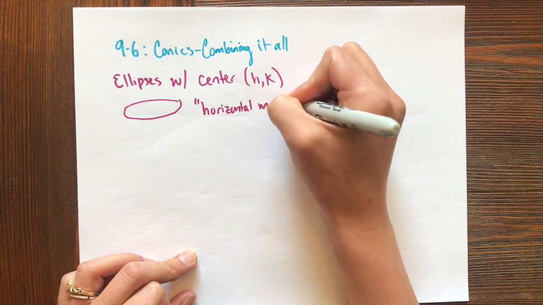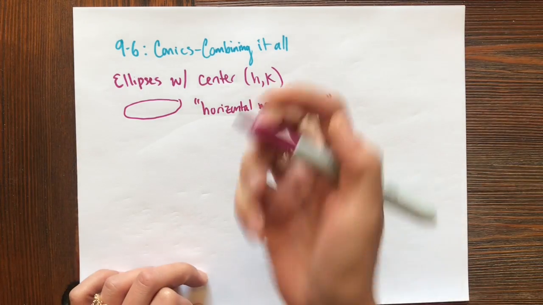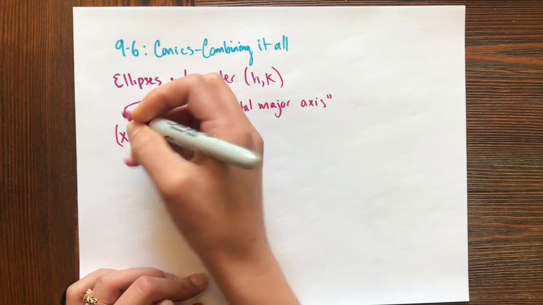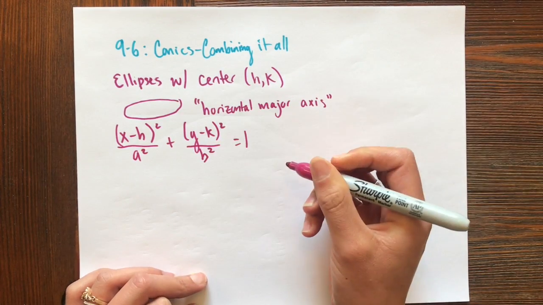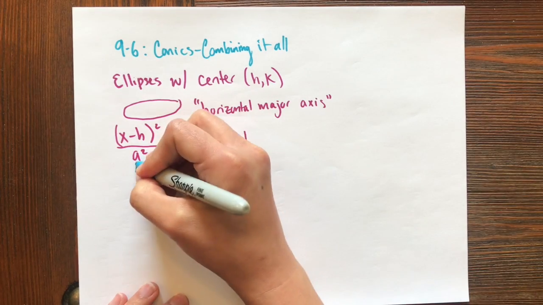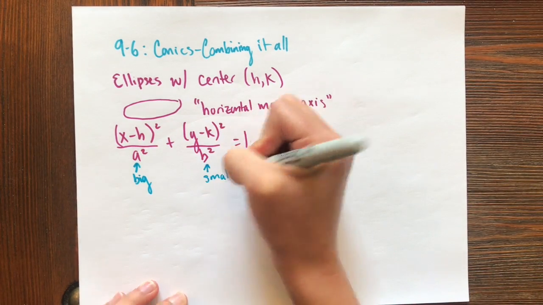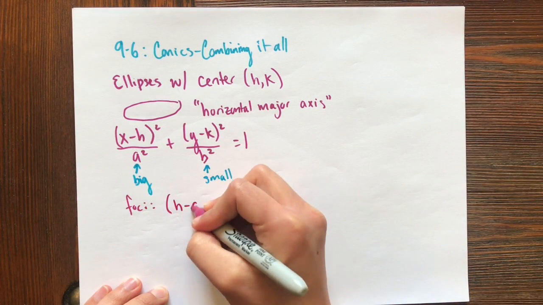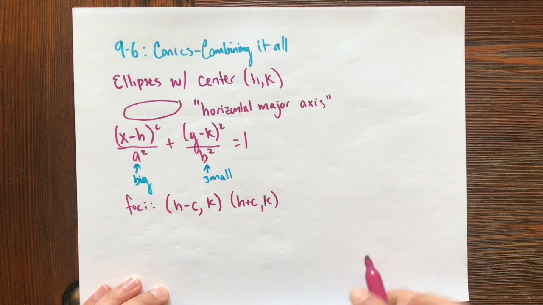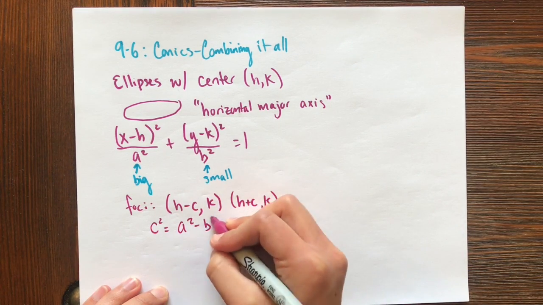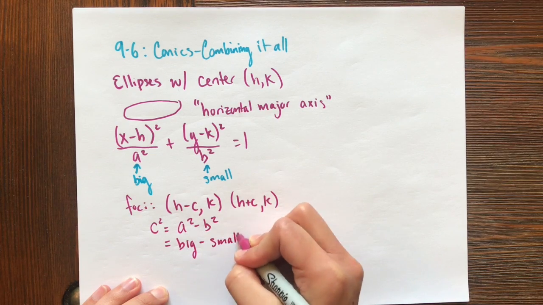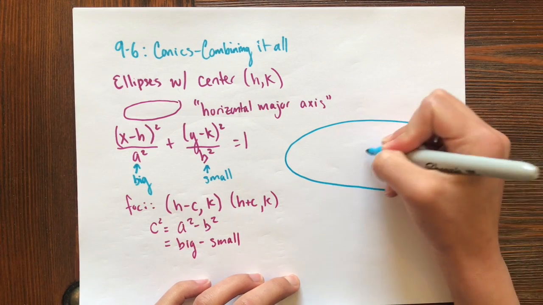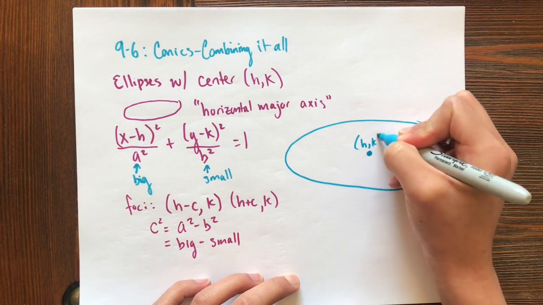So the first kind of ellipse we might see is sort of this oval that is longer in the x direction. We would say that this has a horizontal major axis. If it has a horizontal major axis, then the equation is going to look like so: x minus h squared over a squared plus y minus k squared over b squared is equal to 1. Now a squared is going to be the big base, and b squared is going to be the small base. For the foci, we're going to end up having h minus c comma k and then h plus c comma k, where c is going to come from the equation c squared is equal to a squared minus b squared, which you can think of as the big base minus the small base.